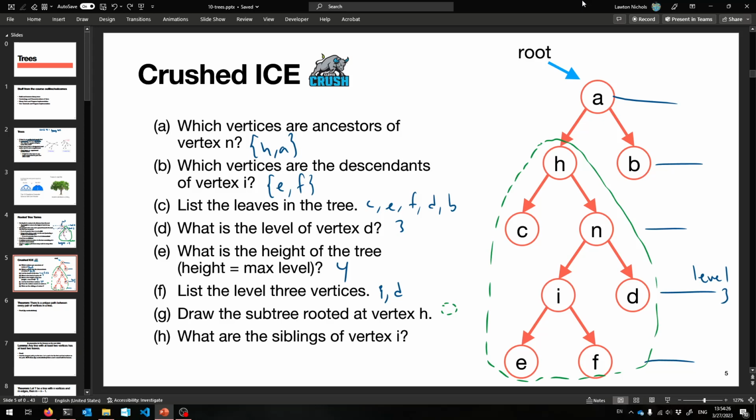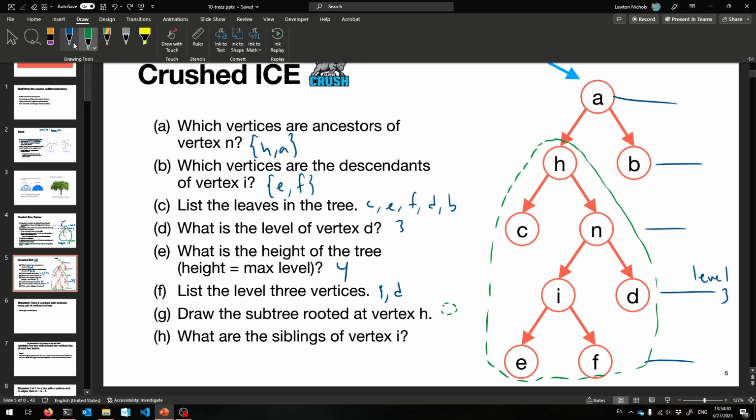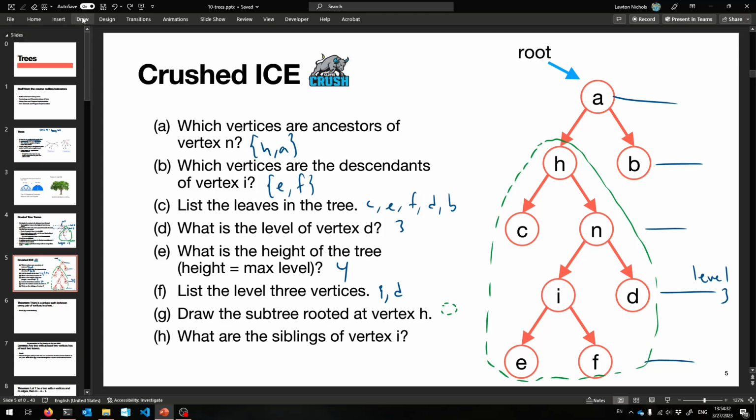And then what are the siblings of vertex I? I think you can imagine what that means. It's everybody related along their parent, right? So here's N. The parent of I is N. The sibling of I must be D. That's only one sibling, right? It's a different child of your parent. That's what it means to be a sibling, right? So that's just normal family tree kind of stuff.